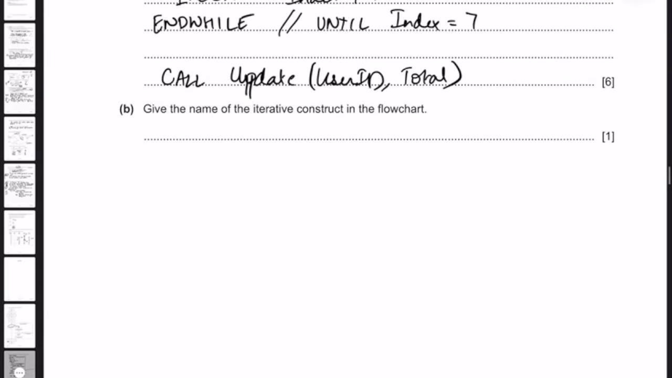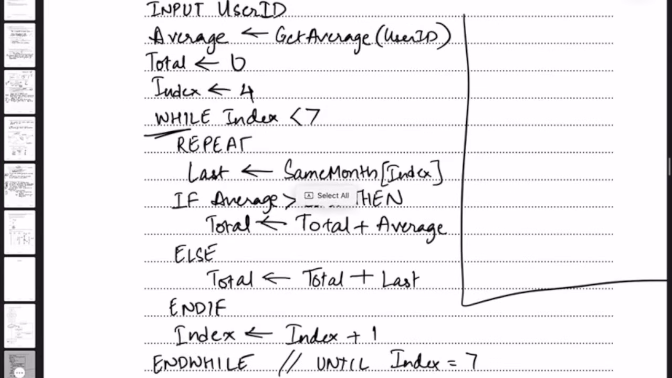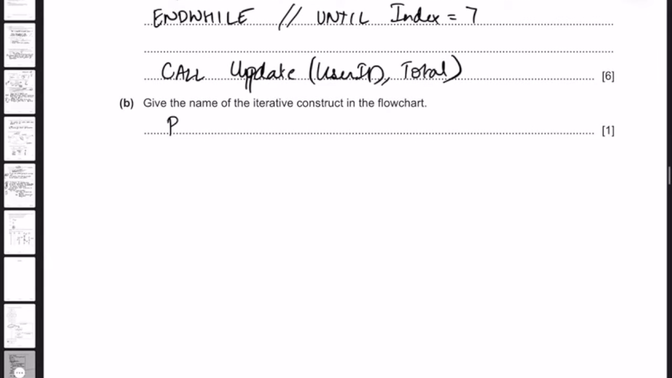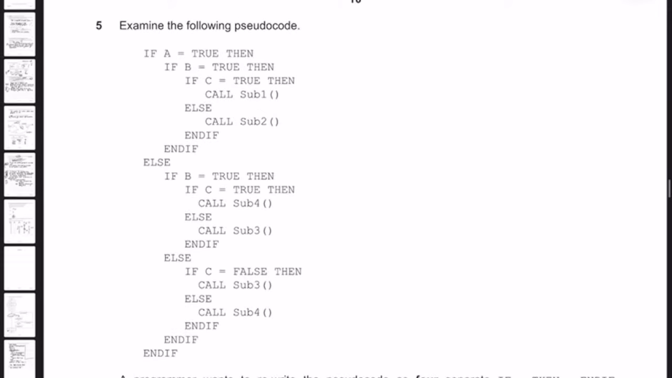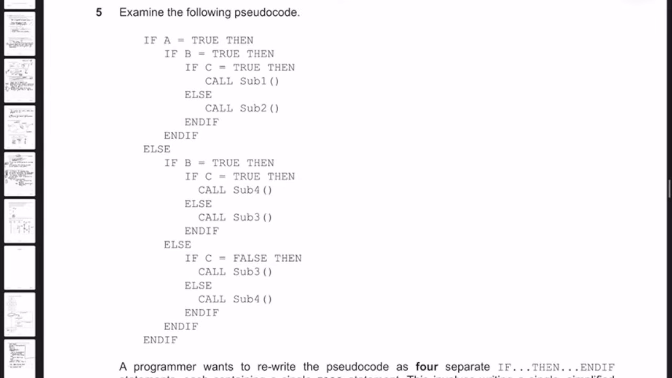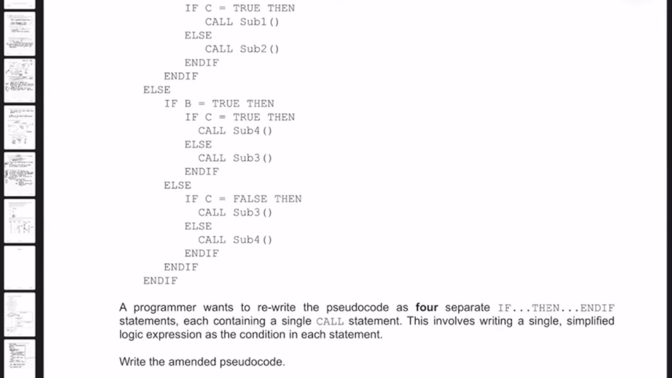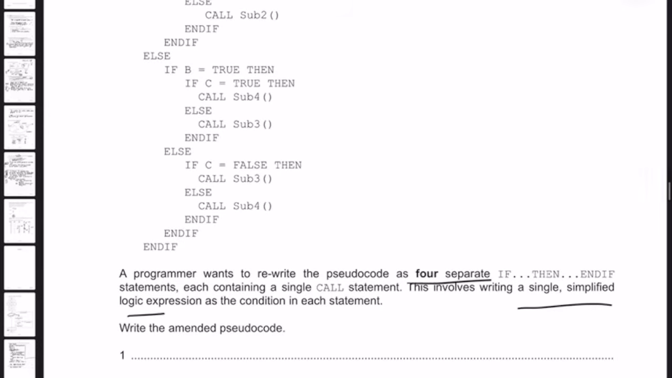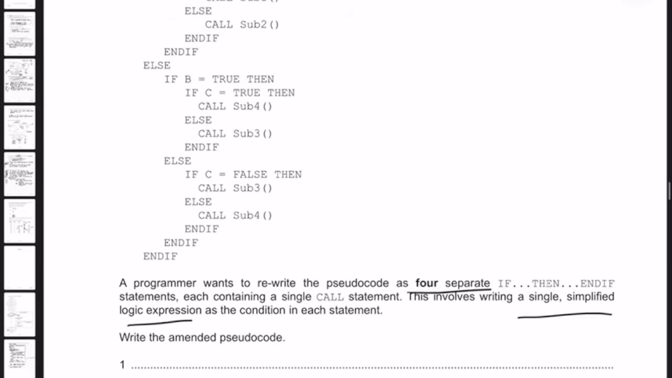Give the name of the iterative construct in the flowchart. So since you're already beginning with a condition, it is a preconditional loop. Yep. Examine the following pseudocode. A programmer wants to rewrite the pseudocode as 4 separate if-then-end-if statements, each containing a call statement. This involves writing a single simplified logic expression as the condition in each statement.